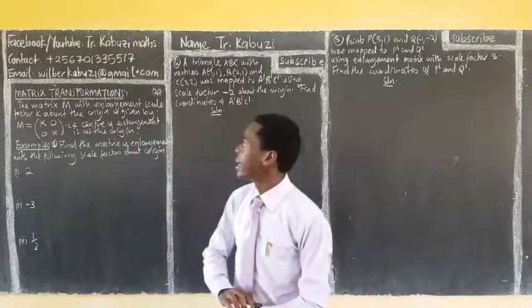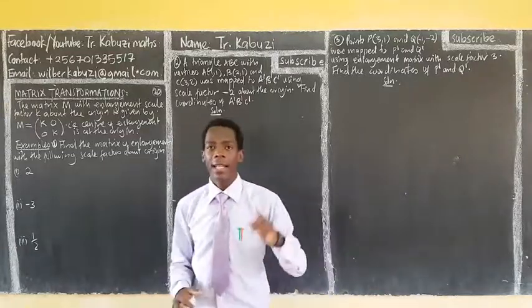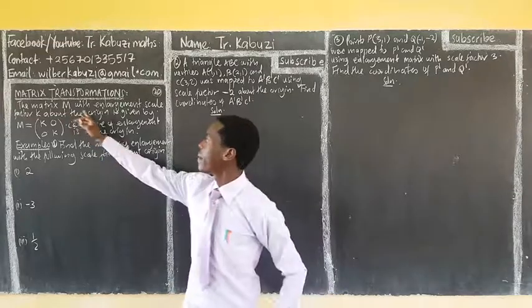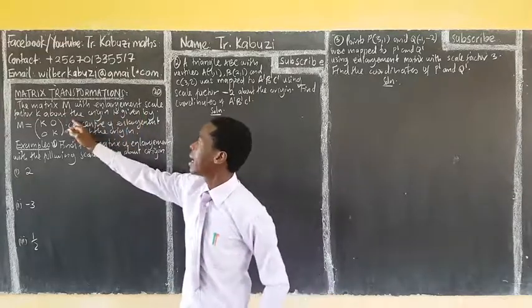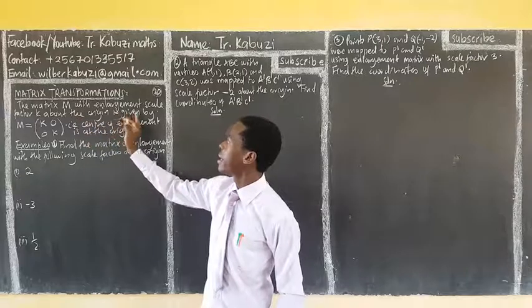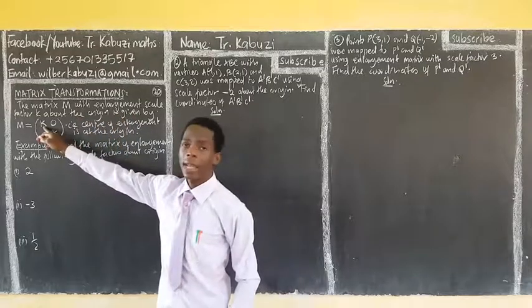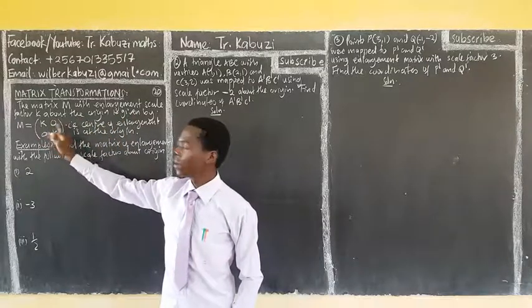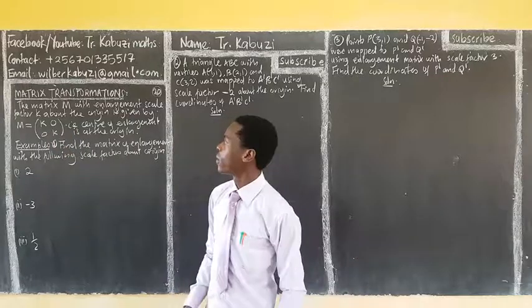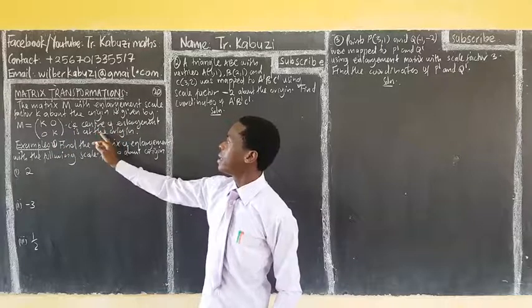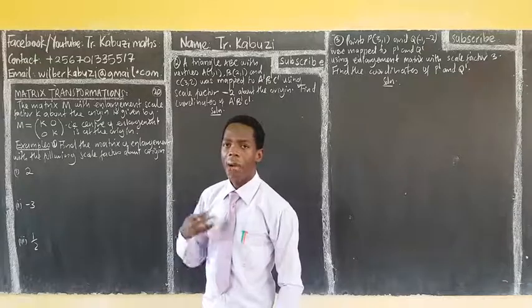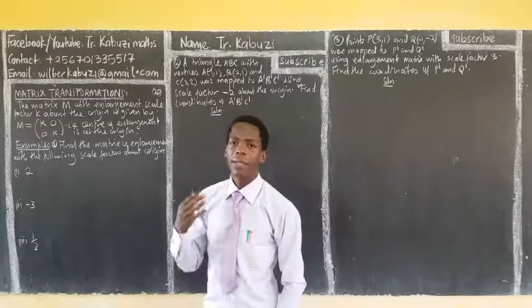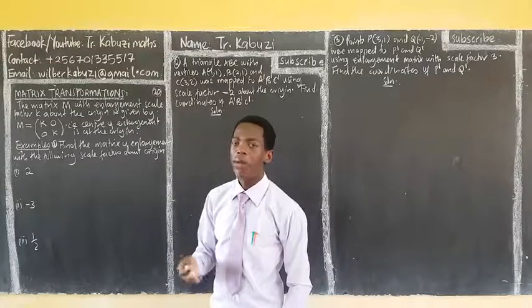Okay, so let us see. We said in the previous lesson that the matrix M with enlargement scale factor K about the origin is given by K, 0, 0, K, with K as the scale factor and 0 in the minor diagonal, i.e., the center of enlargement is at the origin. So let us see how we generate those matrices with the scale factor given about the origin.